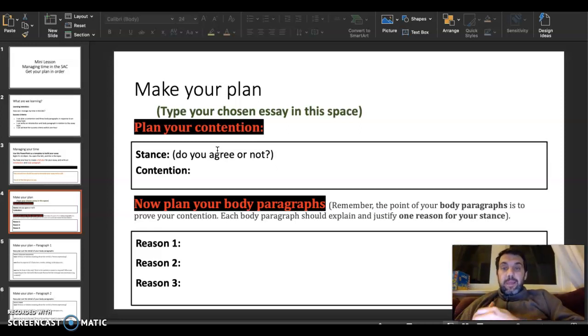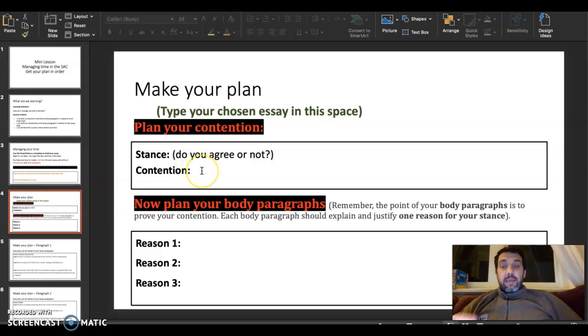So, making a plan. Type in your chosen essay topic right here. When you get your 2 essay topics, type the chosen one in here. Plan your contention. We spoke about contentions through the week, and your contention is your point of view in relation to the topic. Do you agree? Do you not agree? That's your first part, so that's your stance.